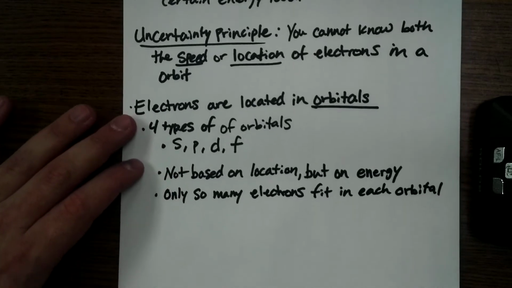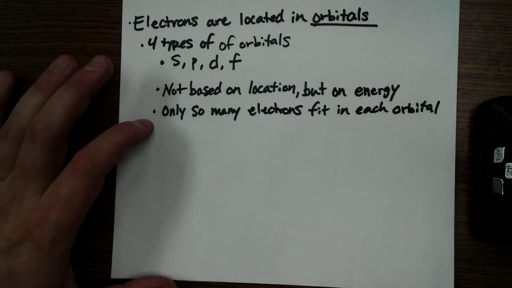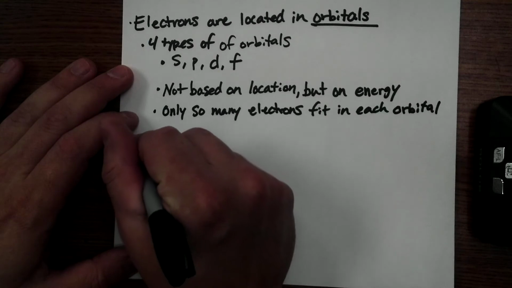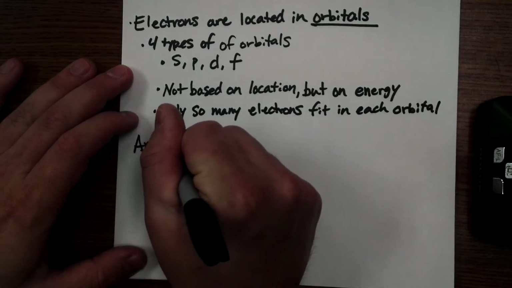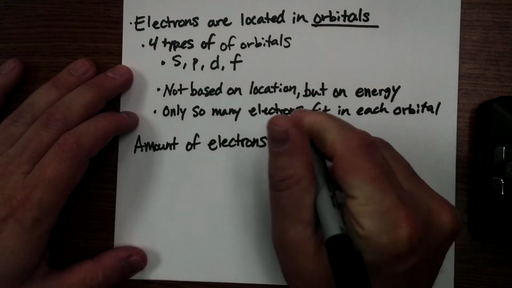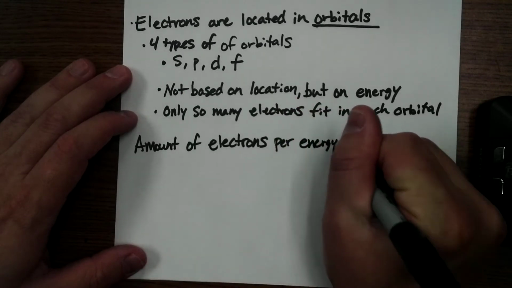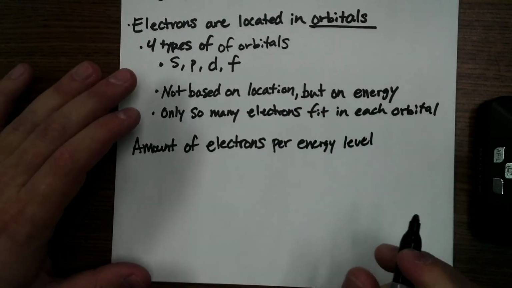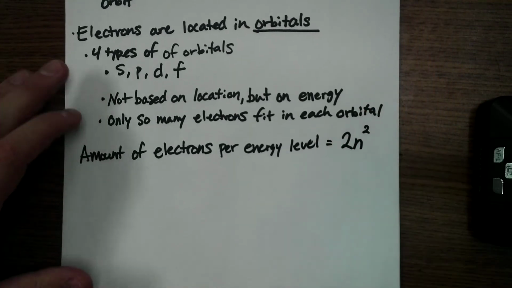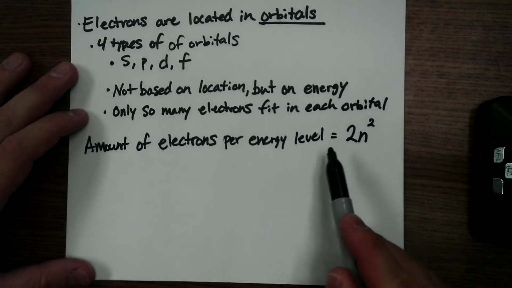And I'm going to draw this out just so that everyone can see it. So you're going to need to have some space here to add it to. So we're going to write the amount of electrons per energy level is equal to 2n squared. All right, with n is the number of energy levels.